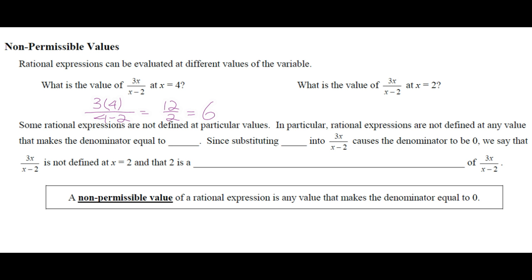So we can evaluate this by substituting x is equal to 4 and then evaluate it, right? Work it out. And we get 6. What is the value of 3x over x minus 2 at x equals 2? Okay, so same deal, right? What do we get?